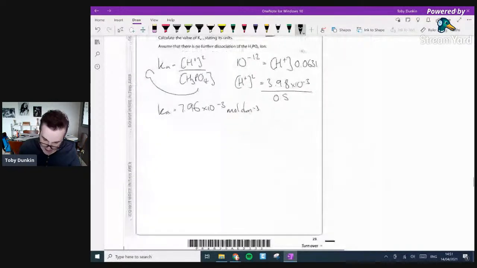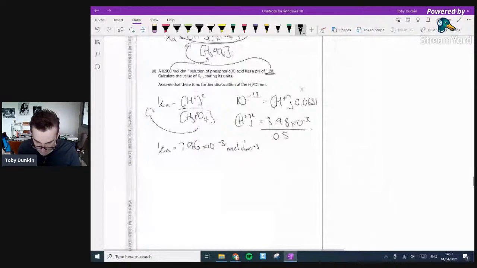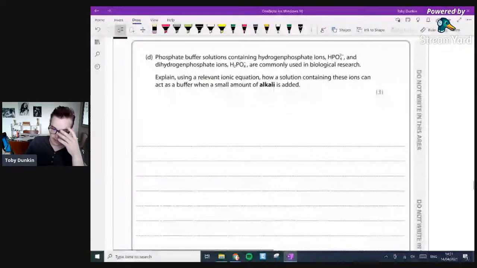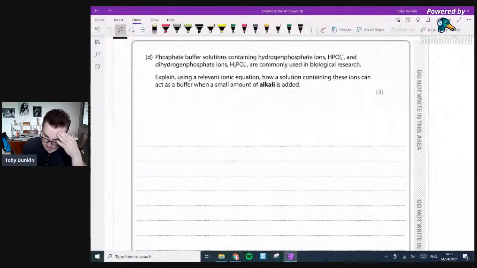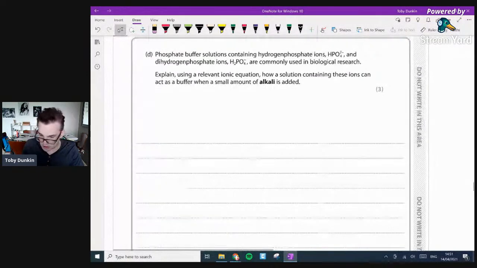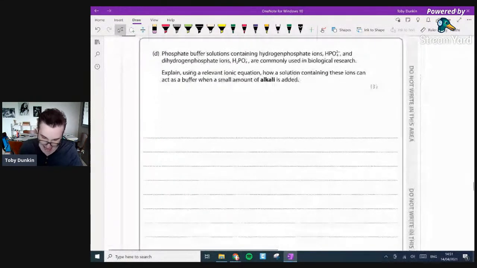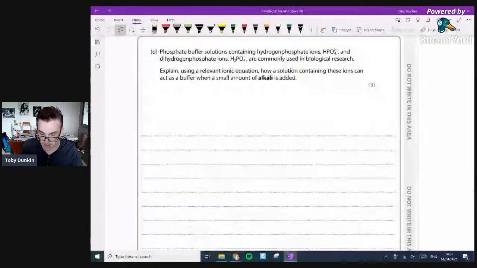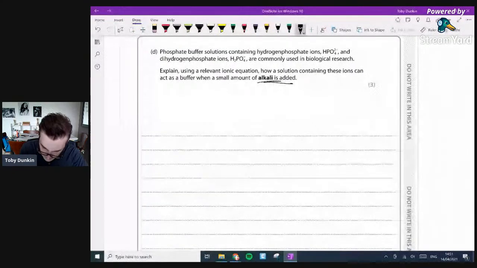Good. Nice. Move on. Phosphate buffer solutions contain hydrogen phosphate and dihydrogen phosphate ions. They are commonly used in biological research. Explain, using relevant ionic equations, how a solution containing these ions can act as a buffer when small amounts of alkali are added. We did this in the last paper. Isn't that lovely? Let's do the original one.